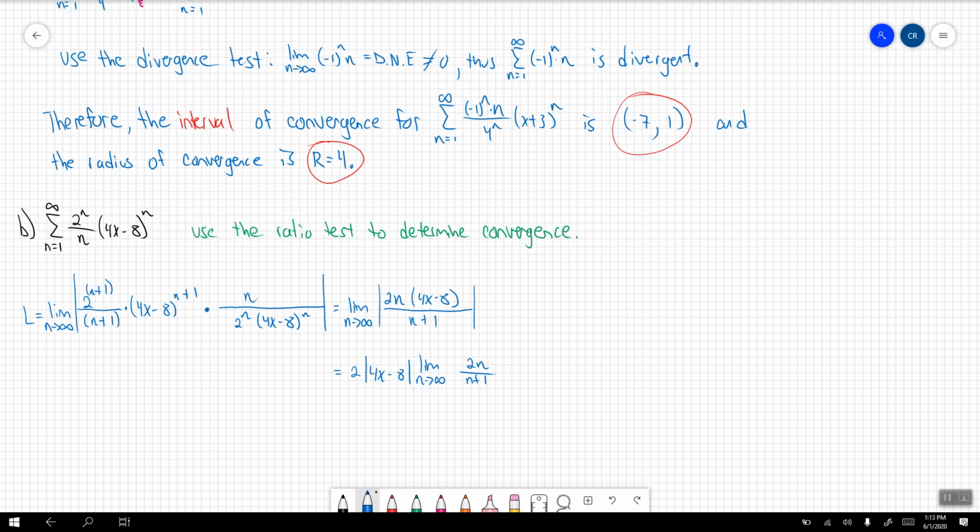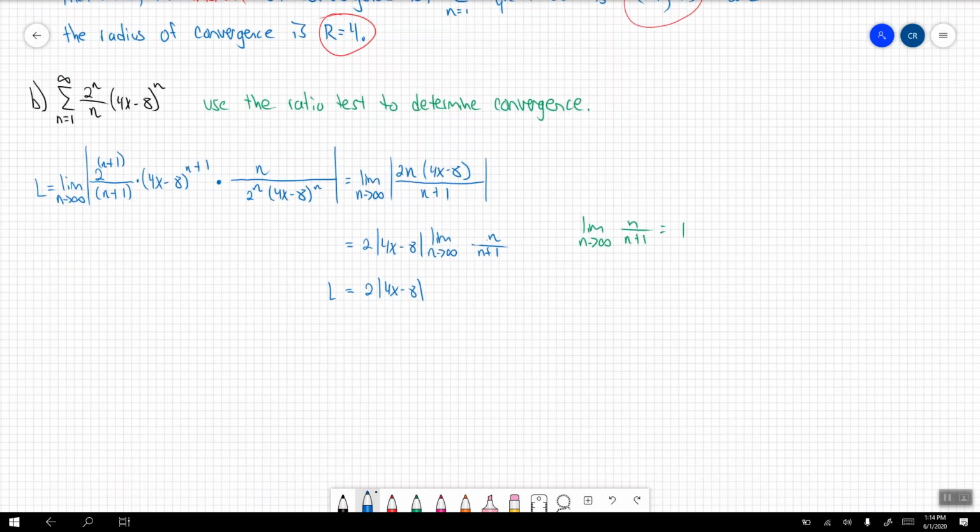I keep forgetting to keep the constant while I factor it out. My apologies. So at this point in time, this limit will evaluate to be 1. Therefore, we only get 2 times the absolute value of 4x minus 8, exactly like this. The limit as this goes to infinity just equals 1, and we're left with this. At this point in time, this is my limit L. And using the ratio test, the series is going to converge if this is less than 1.